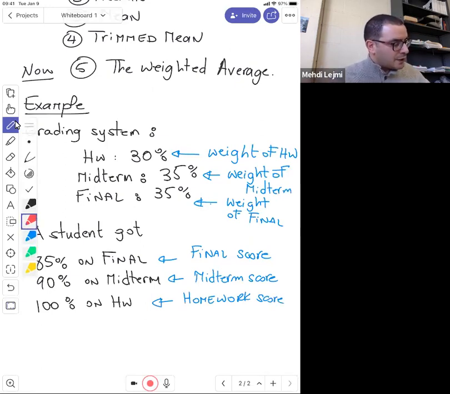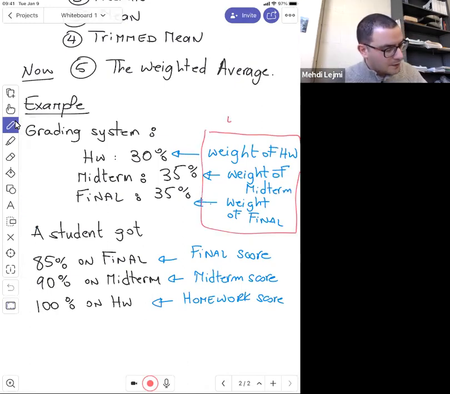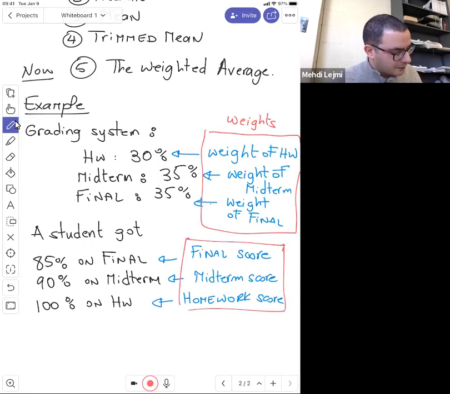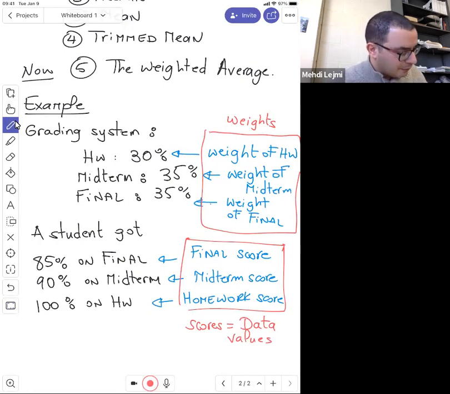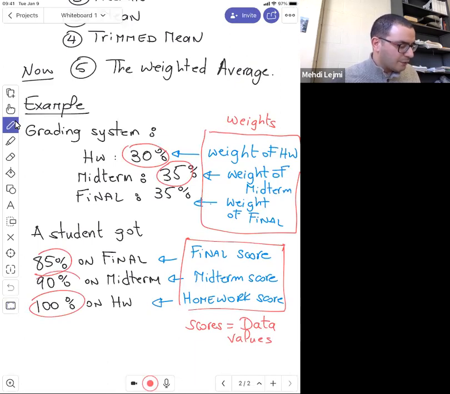So I have my weights, and here I have the student scores. The scores correspond to the data values. Each weight corresponds to a data value. For example, the 30% in the homework corresponds to the score 100%, right? The 35% is the weight of the midterm, and the corresponding score is 90%, okay?